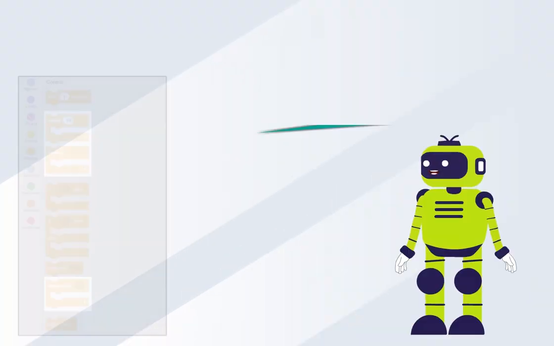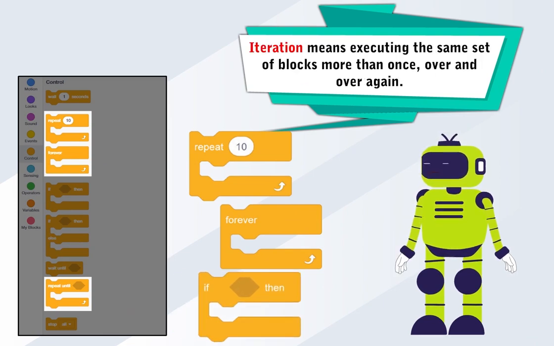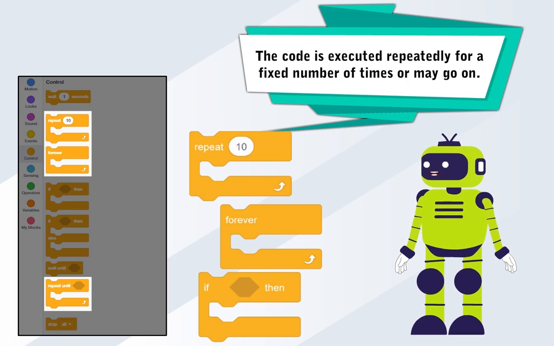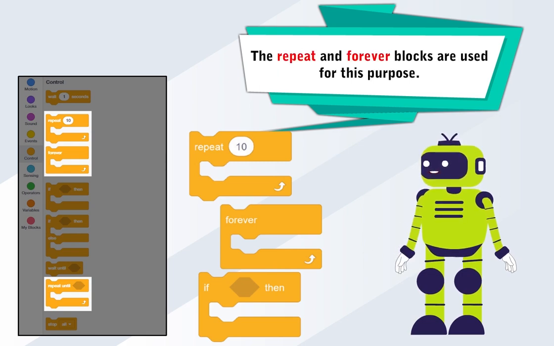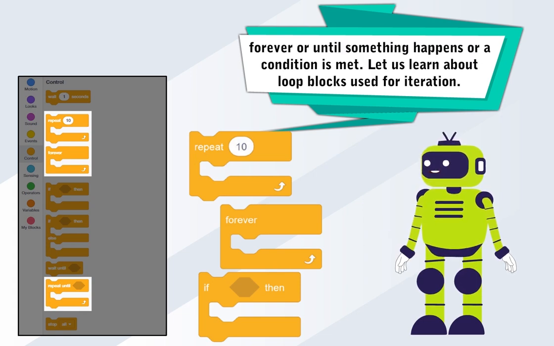Iteration in Scratch. The control blocks contain loop blocks for iteration in Scratch. Iteration means executing the same set of blocks more than once, over and over again. The code is executed repeatedly for a fixed number of times or may go on. The repeat and forever blocks are used for this purpose. The loop blocks repeat a set of blocks either for a given number of times, forever, or until something happens or a condition is met. Let us learn about loop blocks used for iteration.